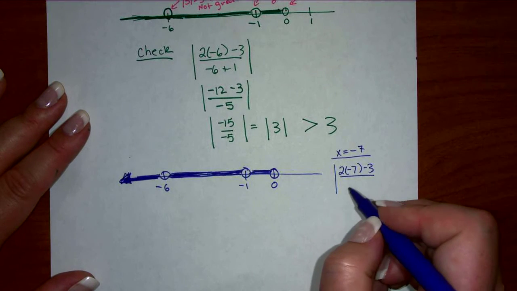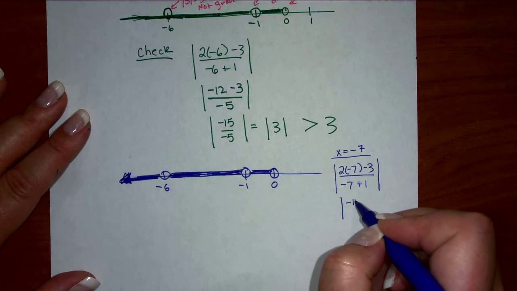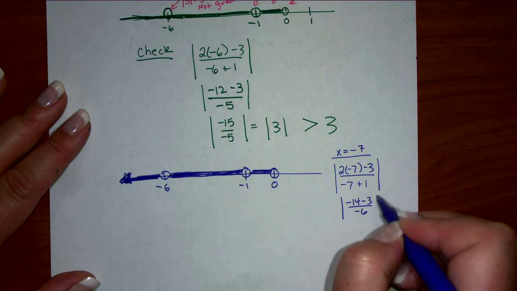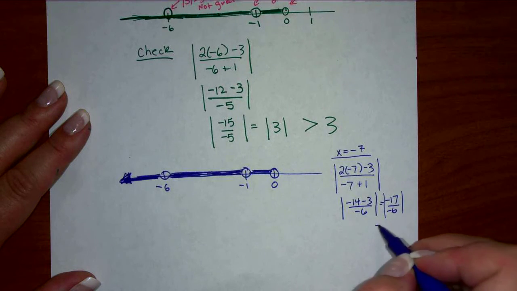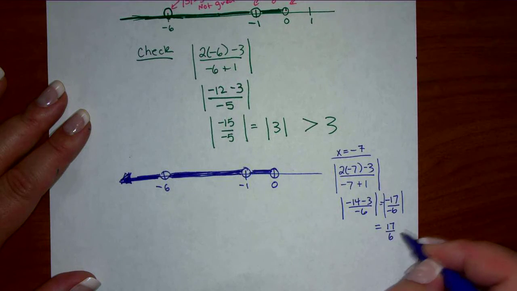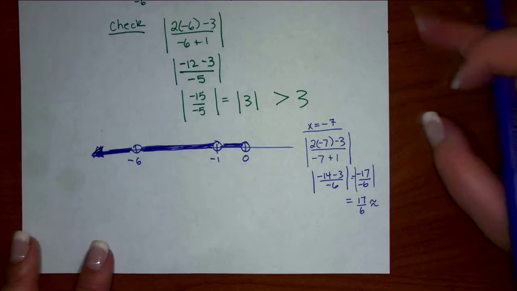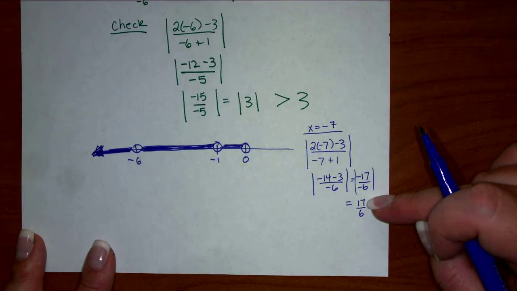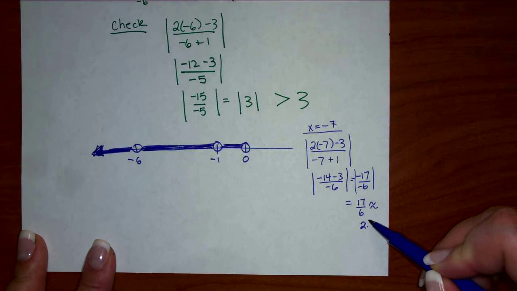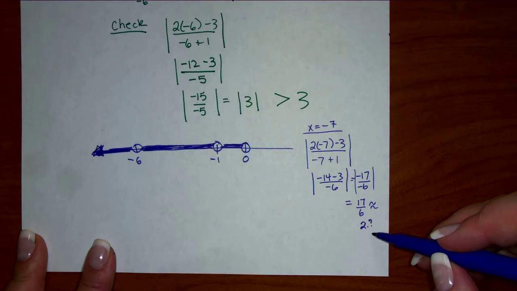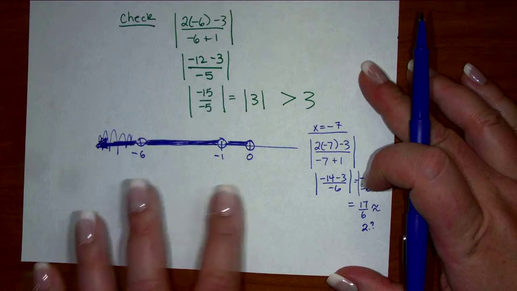So, yeah, if we plug this in, we get 17/6. Without a calculator, how many times does 6 go into 17? 2, so it's 2 point something. So is that bigger than 3? No, so that doesn't work either. Okay, so assuming this is our answer, how would we write it?